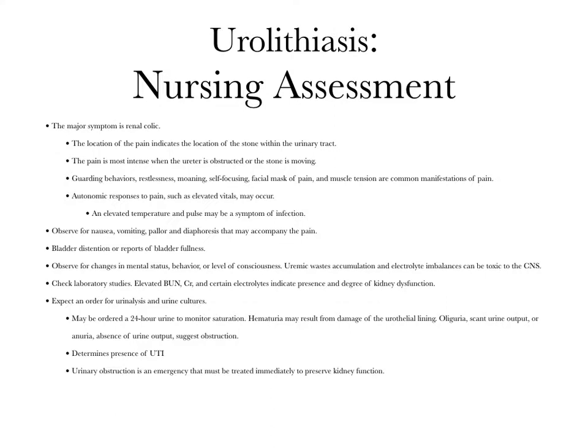You're going to check the lab studies, elevated BUN, creatinine, electrolytes, all related to kidney function, and a urinalysis. This can let you know what type of element is becoming saturated in the urine. It can determine a UTI, and also can determine how the kidneys are functioning and what specific issues the kidney stone is causing to the urinary tract. For instance, high WBCs in the urine would indicate infection.